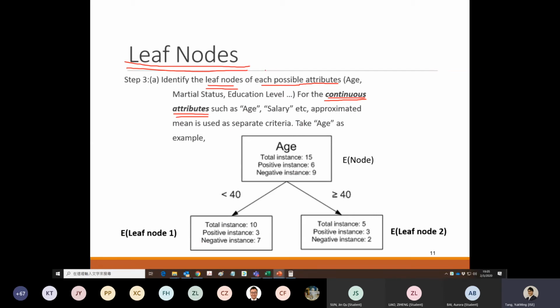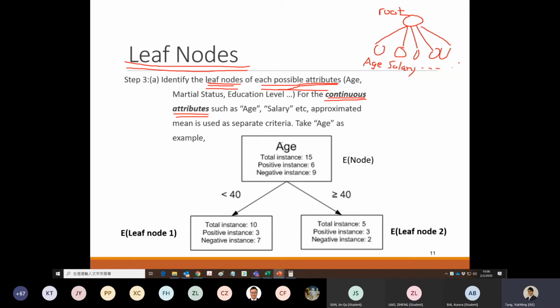After we have calculated the entropy for the wood loops, we also need to calculate the entropy for the leaf loops. As mentioned before, those possible attributes are the wood loop. We start from the wood loop, and then it divides into many different leaf loops. For example, age is a leaf loop, or salary is also a leaf loop, and so on. Each possible attribute can be identified as a leaf loop.